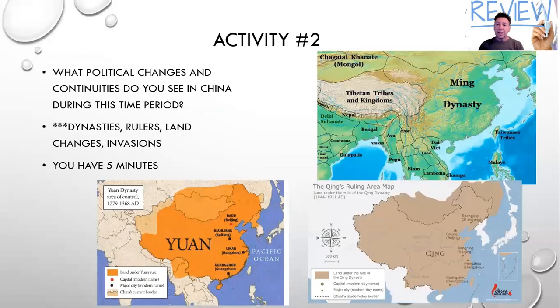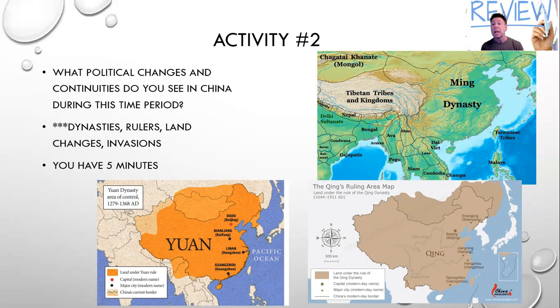The next activity is looking at China. China goes through a few different dynasties during this period from 1200 to 1750. You have the Ming Dynasty, you have the Qing Dynasty, you have the Yuan Dynasty, meaning that you see the rise and fall of each of these empires. Hopefully, you know the different empires and what they're associated with. If you don't, maybe go back and check.